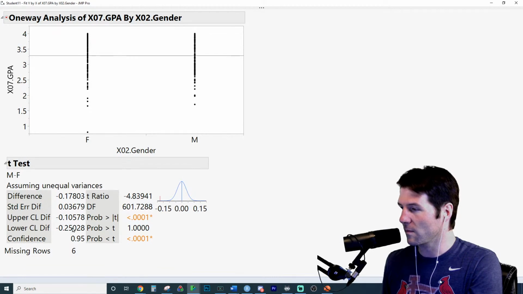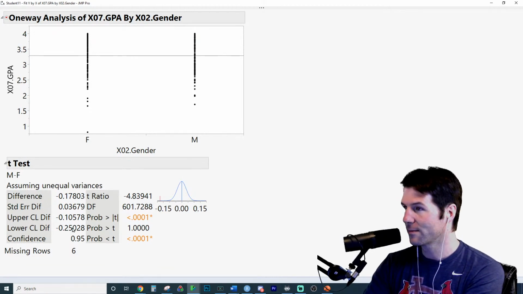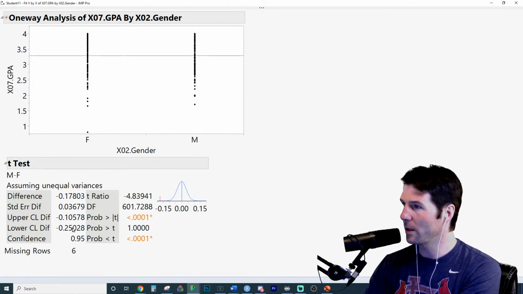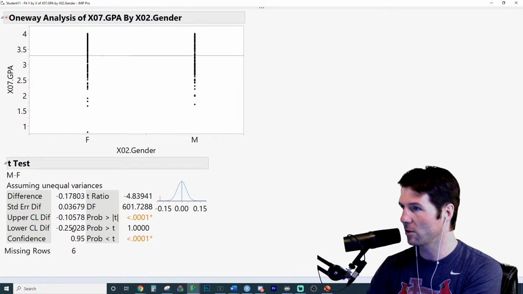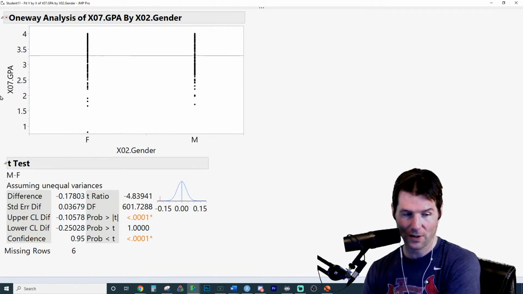If you have more questions, ask. Let me know. But great work right there. Great practice. So this would be good evidence that females have higher GPAs than males. Doesn't mean all. Just means on average. And you can see the averages right here.